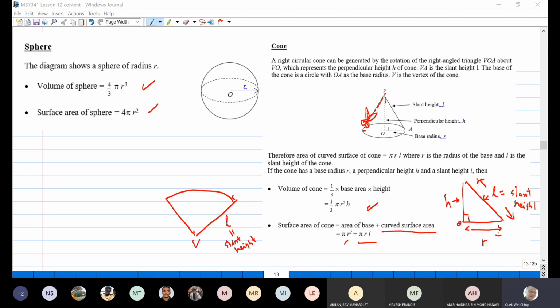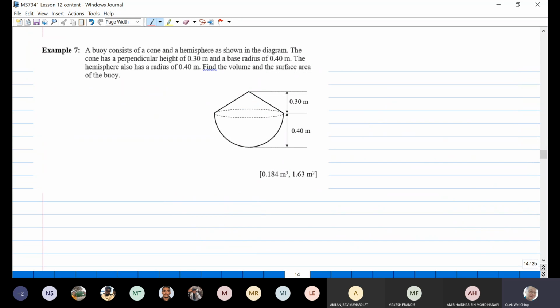Okay, here comes the last example. A buoy consists of a cone and a hemisphere. I show the diagram. The cone has a perpendicular height of 0.3, shown in the diagram there, and a base radius of 0.4, also shown there. Find the volume first.